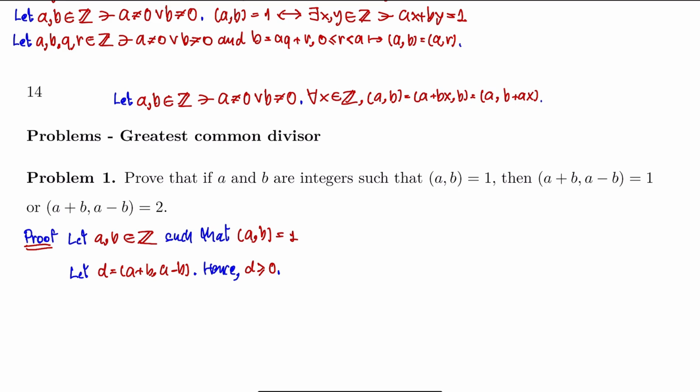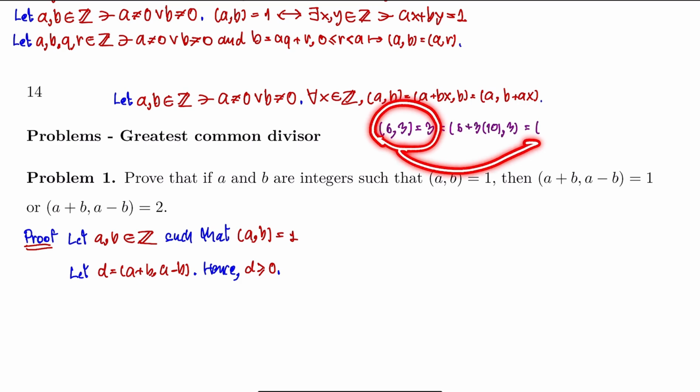It's like if you have the greatest common divisor of 6 and 3, which is 3, it can be equal to 6 plus 3 times any integer, let's say 10 and 3. Or this greatest common divisor might equal the greatest common divisor of 6 and 3 plus 6 times minus 5. Okay, so let's use this theorem.